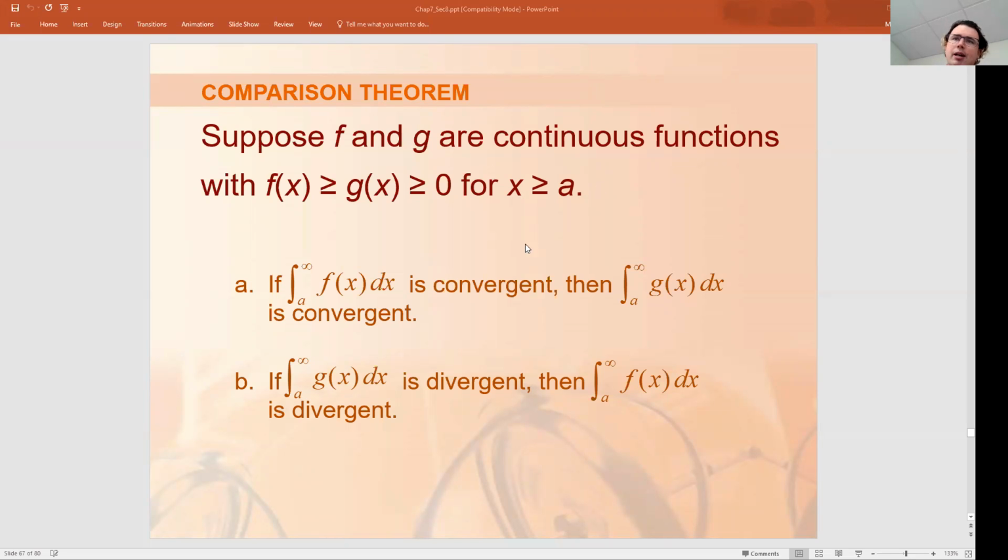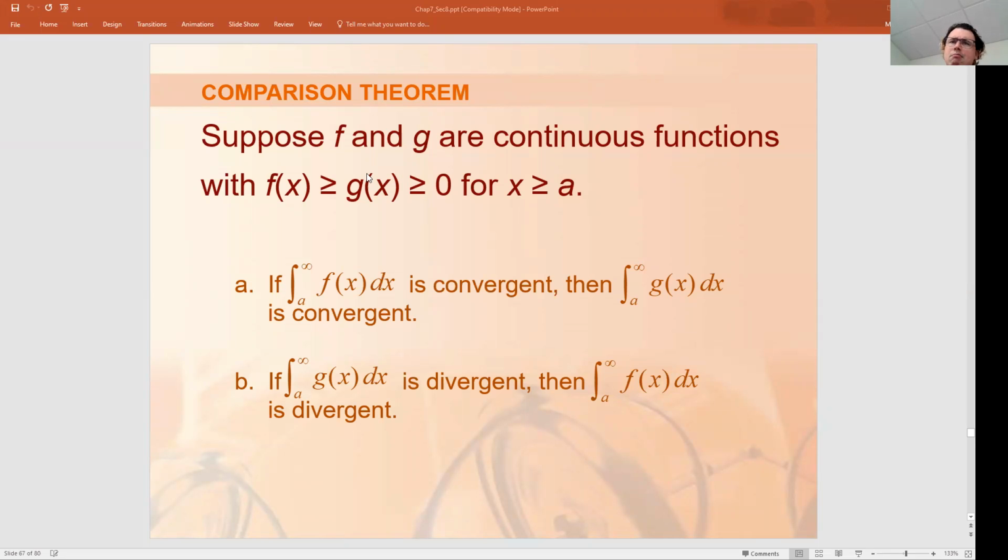I talked about if the improper integral of the larger function converges, then the integral from a to infinity of the smaller function will also converge. That makes sense, right? Because integrals are measuring area. If this integral is representing a finite amount of area, then this integral also has to represent a finite amount of area. But this test can cut the other way too.